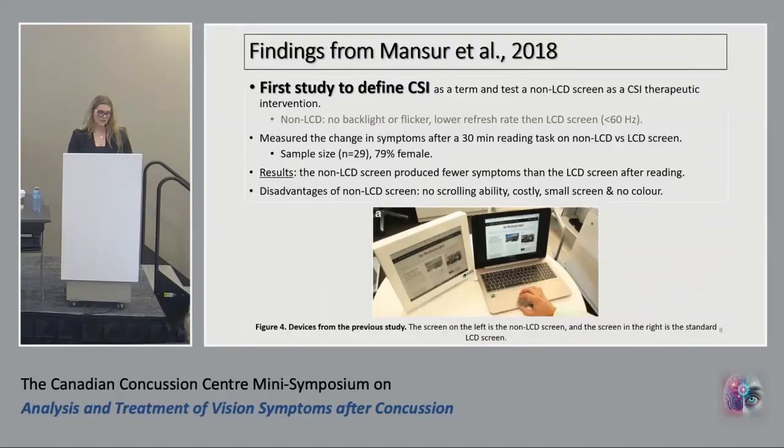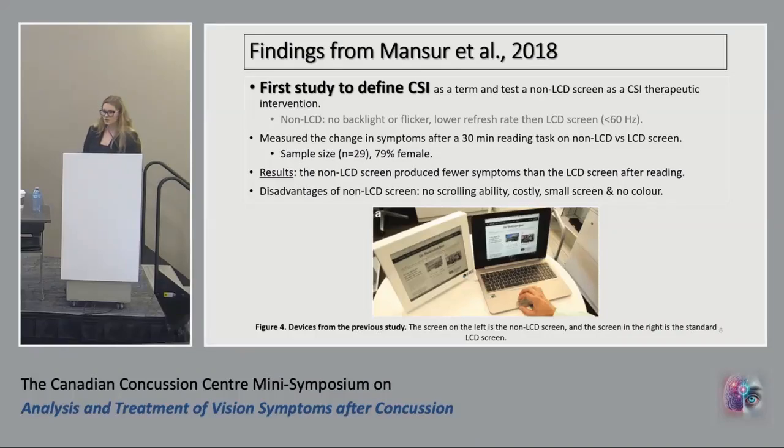So back in 2018, our center was the first to conduct a study to evaluate a non-LCD screen as a therapeutic intervention for computer screen intolerance. And the non-LCD screen is pictured here on the screen on the left. This had no backlight or flicker, and it had a much slower refresh rate than the LCD screen. And the LCD screen, that's your conventional computer screen on the right. And so in this study, they measured the change in symptoms after a 30-minute reading task in a sample that comprised 29 patients, 79% of which were female. And for the results, they did find that the non-LCD screen produced fewer symptoms.